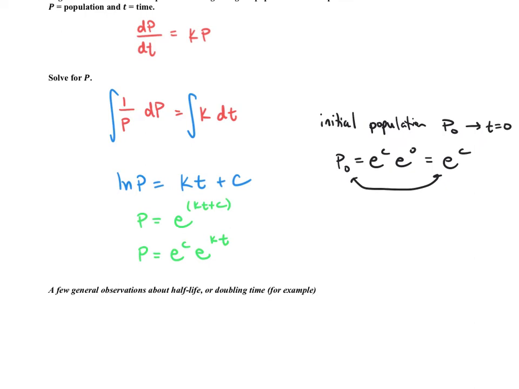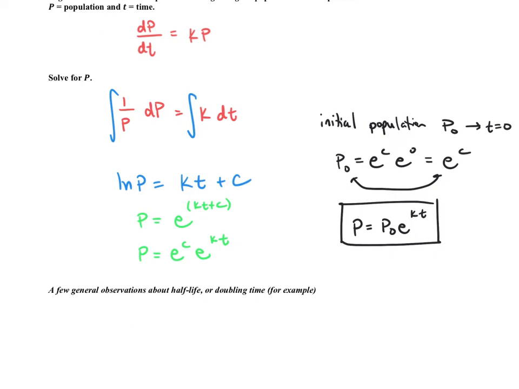So your general population model, again solving for P, is going to be the initial times e to the kt, and again that k is the value that denotes the change in population as a constant value.